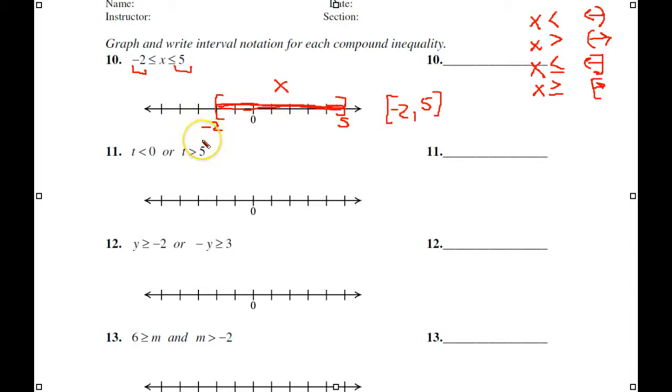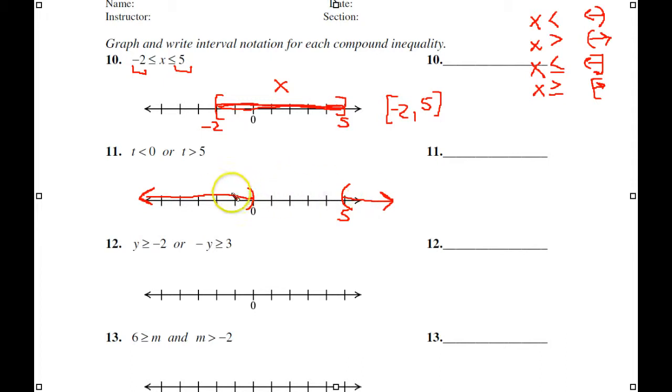Now, this one is an OR. So we're going to say t is less than 0. So we're going to put a parenthesis facing to the left. T is less than 0. And we're going to darken that line and put our arrow there. Now the other number is t is greater than 5. So 1, 2, 3, 4, 5. 5 is there. And it's only greater, so 5 is not included in the set. So we use a parenthesis at 5, and it should be at 5. I went a little bit behind, but that's okay for illustration.